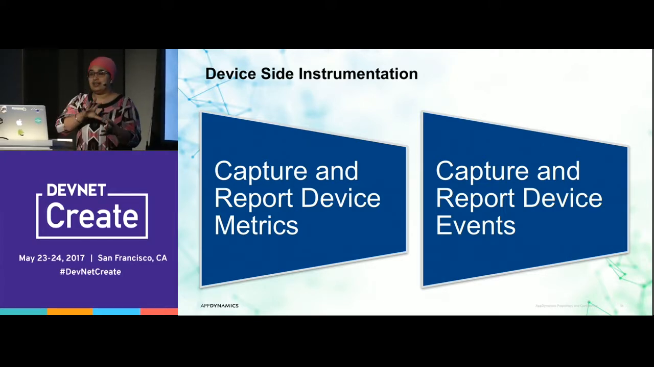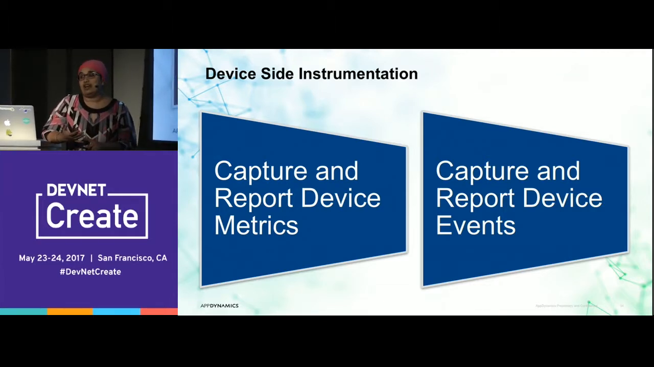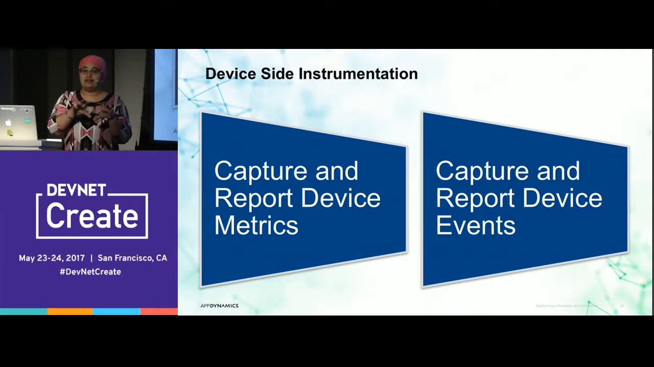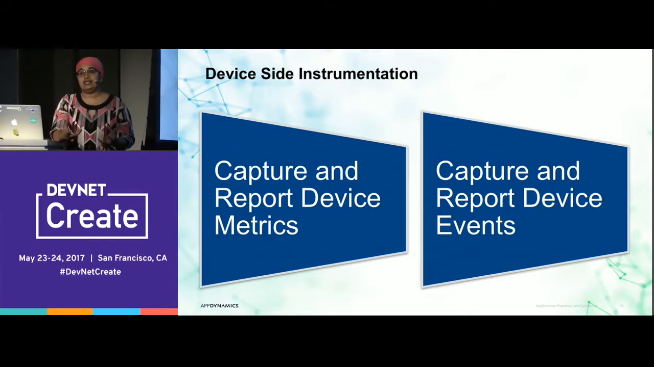So now there are device events that have happened. A customer is detected is one event. An item was picked is another event. The shelf is about to run out of inventory is a third event. Those kinds of events will also get reported back to the backend. And so you're looking for device-side instrumentation when we want to get real-time performance metrics. We need to capture both the device metrics as well as device events.